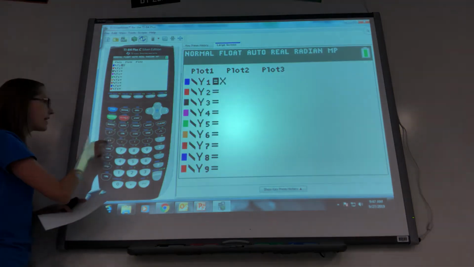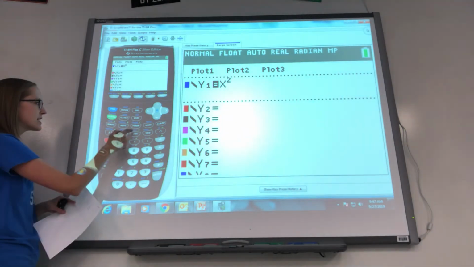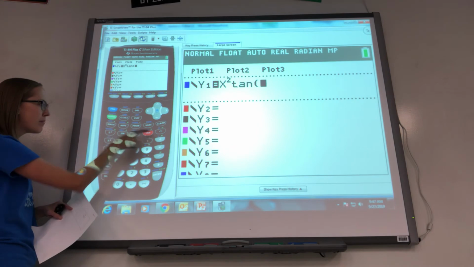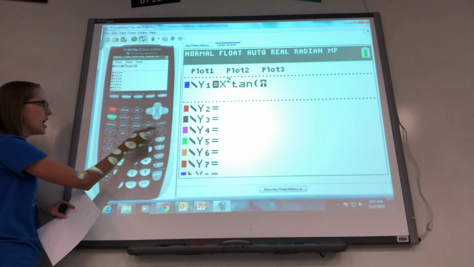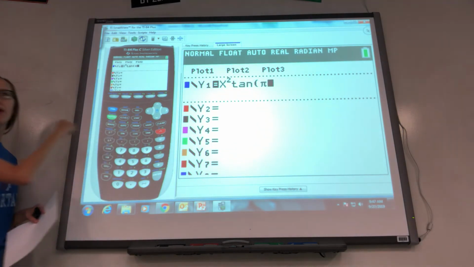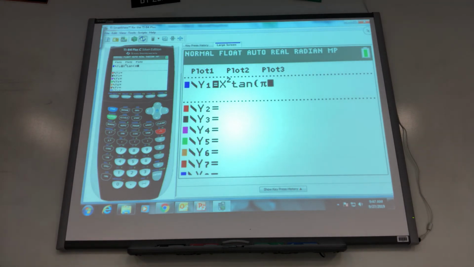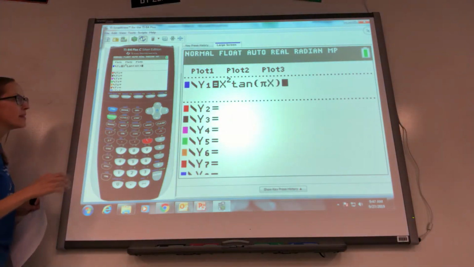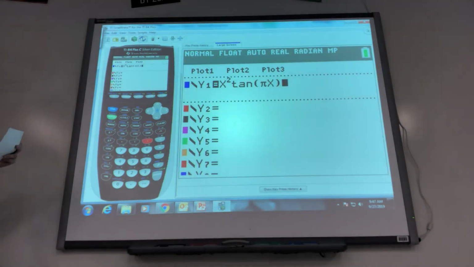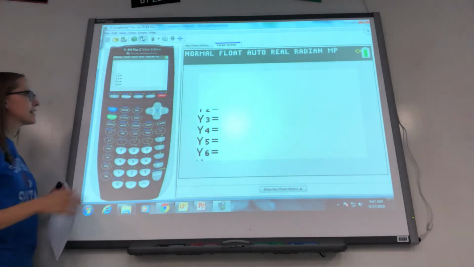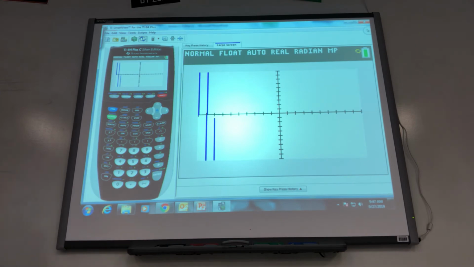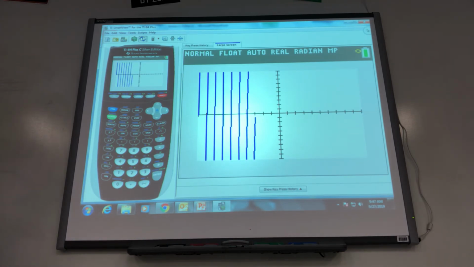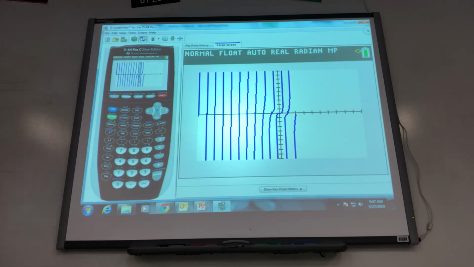Here goes nothing. X squared, tangent of pi. Pi's right over here above the exponent button. You probably want to use that, not just 3.14. And it was pi x. X squared tangent of pi x. If your calculator doesn't look right, you may have to switch over to radian mode, by the way. Oh my, we're looking kind of crazy up here.